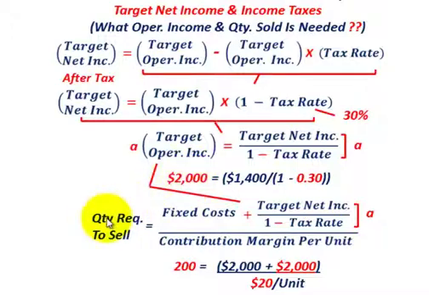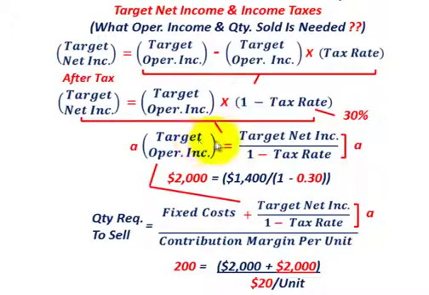Now to determine the quantity we have to sell to generate that targeted operating income of $2,000, or our targeted net income of $1,400, however you want to look at it, we simply use our contribution margin per unit method. The quantity required to sell would be our fixed cost plus our targeted operating income, divided by the contribution margin per unit. That's what you'd normally use here.